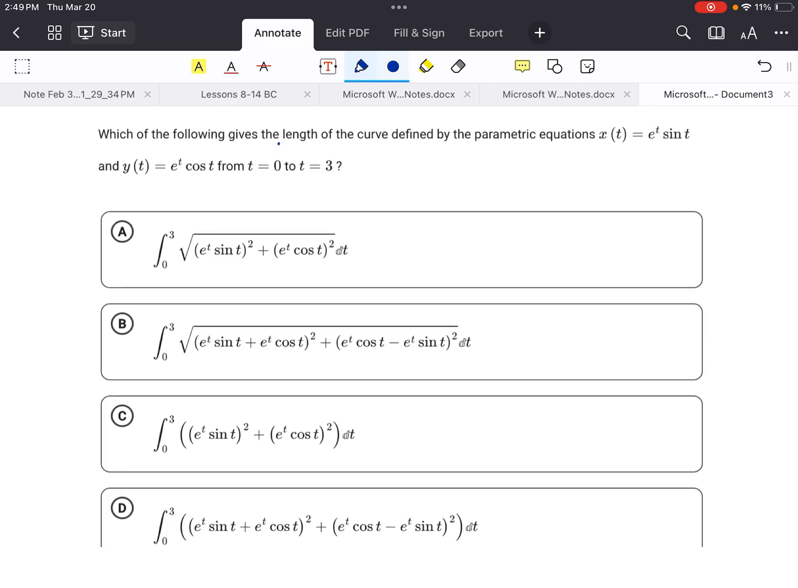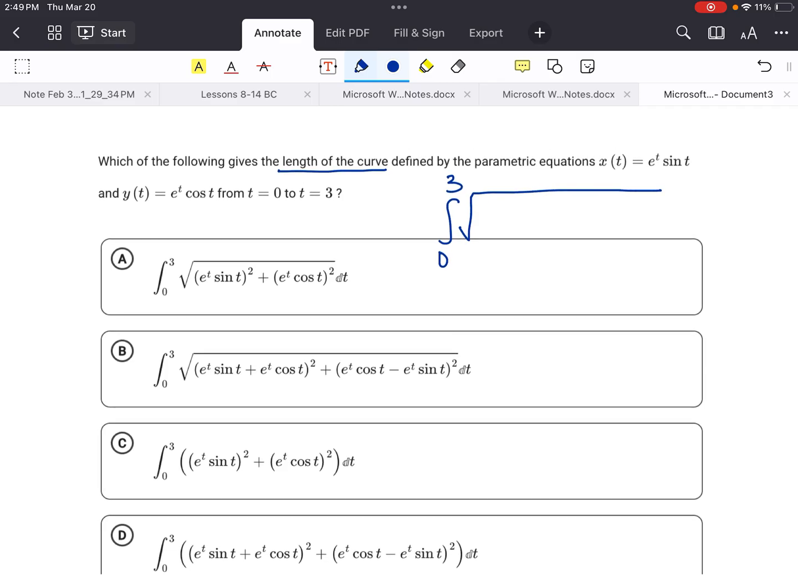So another length of the curve, another arc length question. I need to know the arc length between 0 and 3, so that's the integral. These are parametric, so I need to know x prime, the derivative of x, and I need to know the derivative of y. So this is a product. X prime is going to be the first times the derivative of the second plus the second times the derivative of the first.